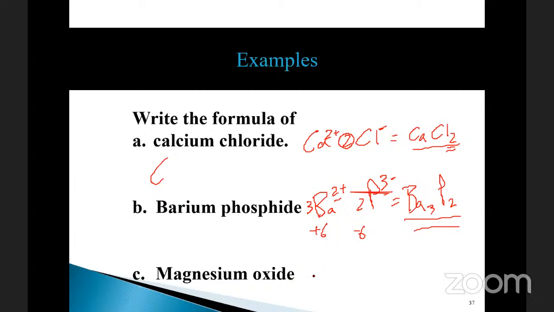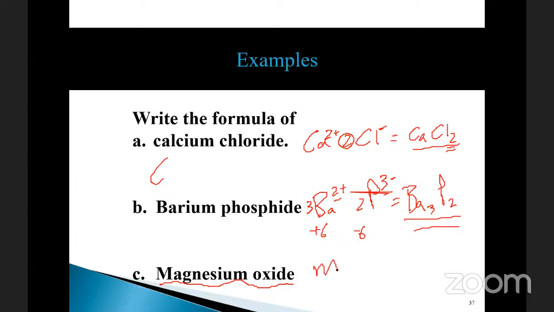All right. Any questions so far? No? Okay. So if you understand those two, then how would you determine the formula for magnesium oxide? What would be the first thing you would do? Anybody? And by the way, this one should be the easiest of these problems right here. Find both of the charges of each element.